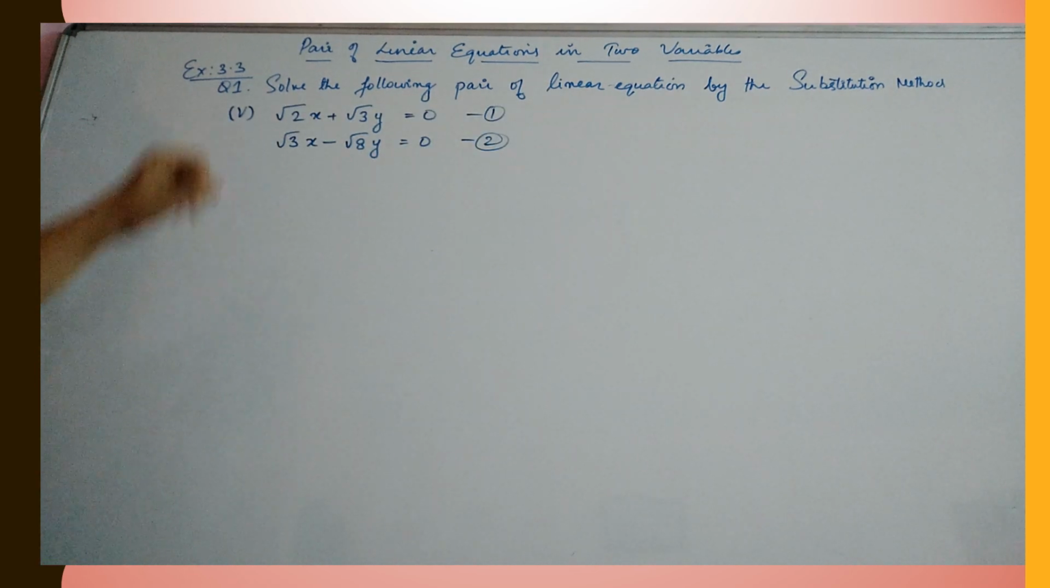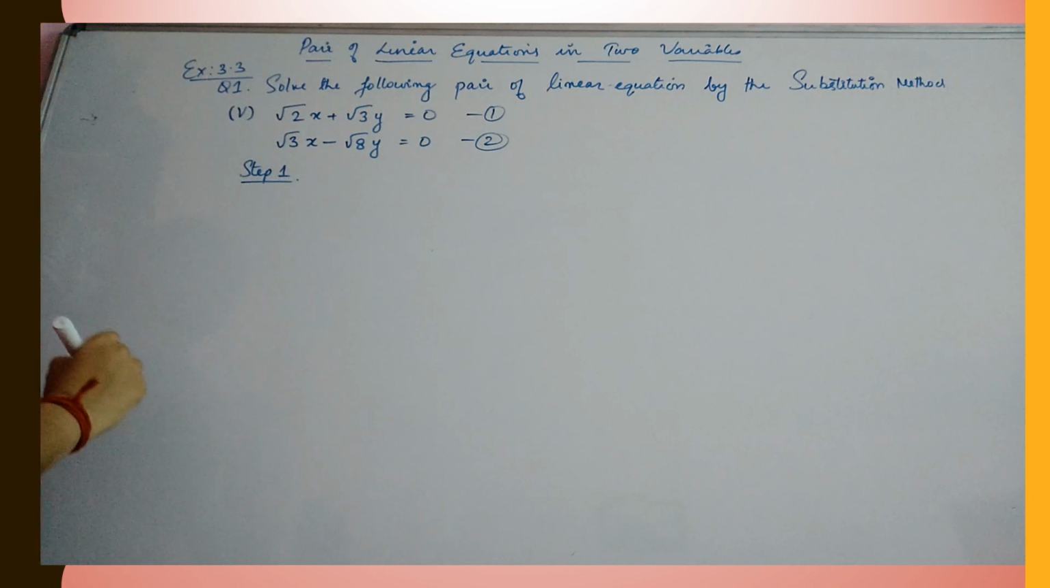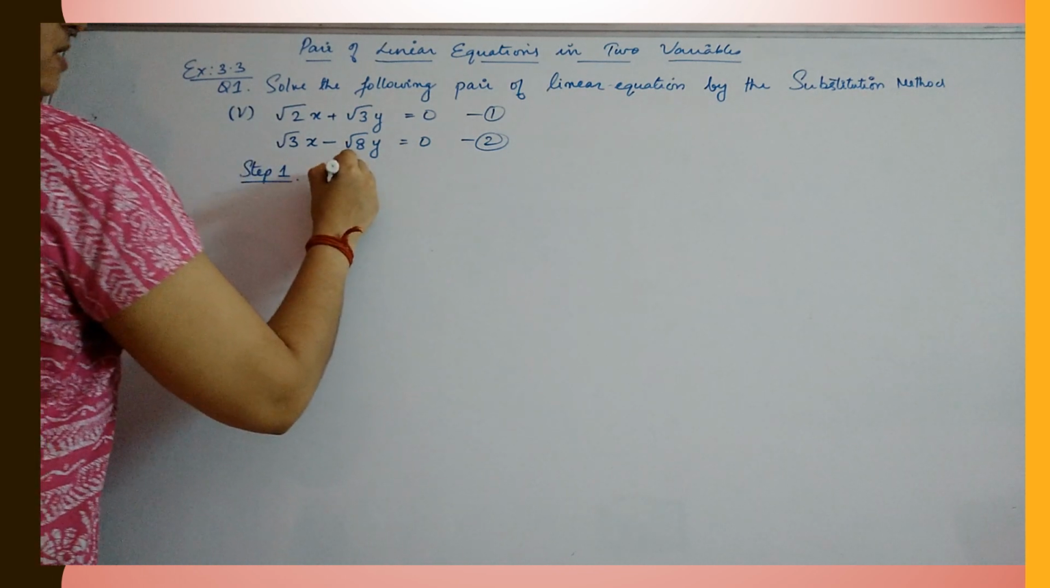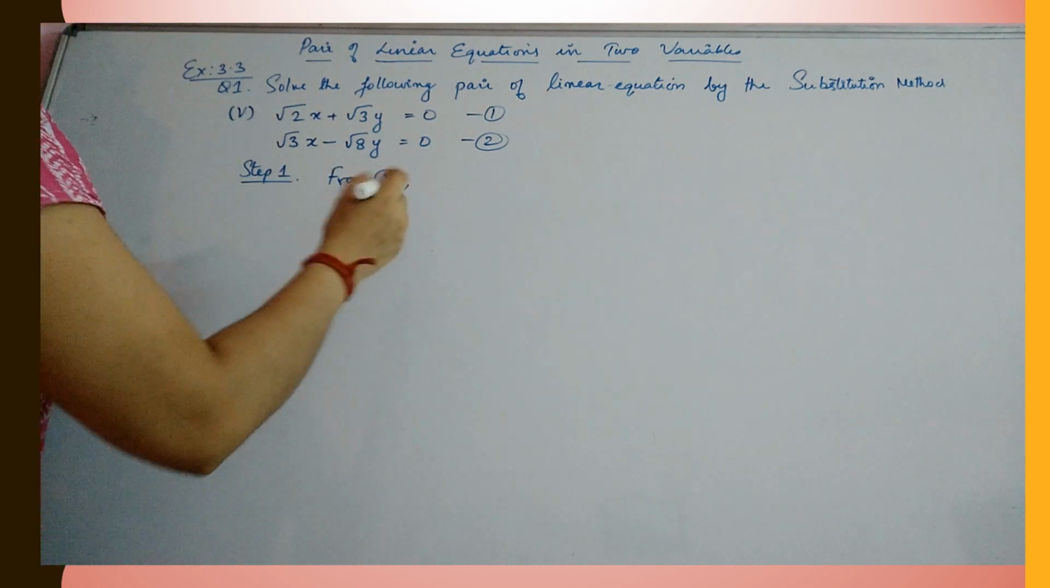Now subdivision 5 of question number 1 is root 2x plus root 3y is equal to 0 and root 3x minus root 8y is equal to 0. What we will do first? Step 1 is we will find out one variable from either of the equations. Now I am finding out from the second equation the value of suppose x.